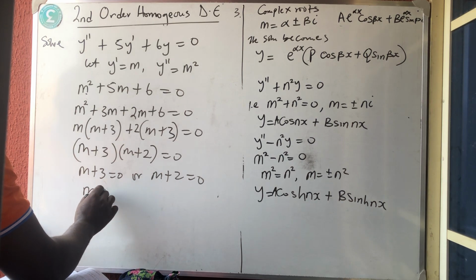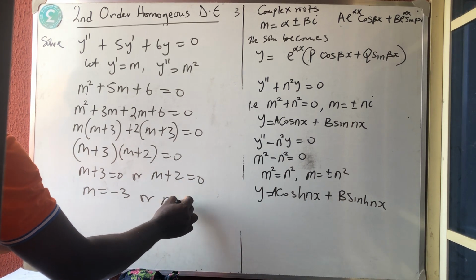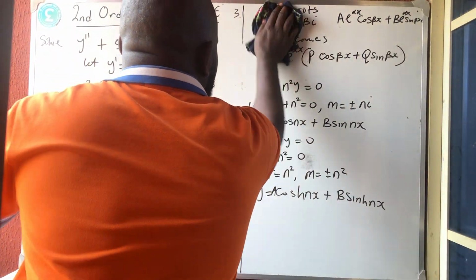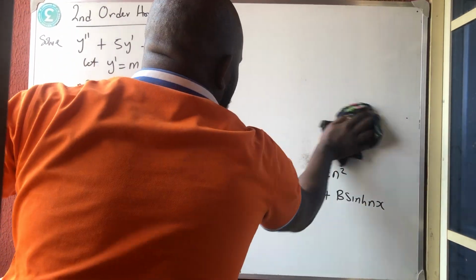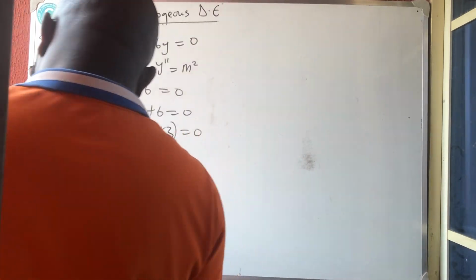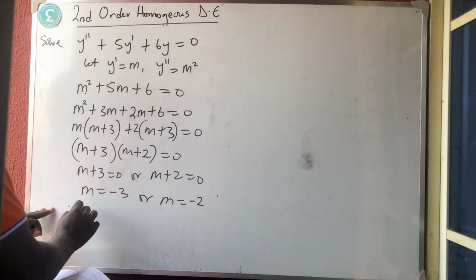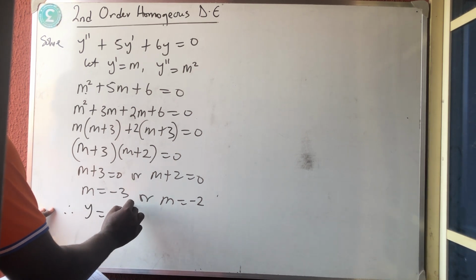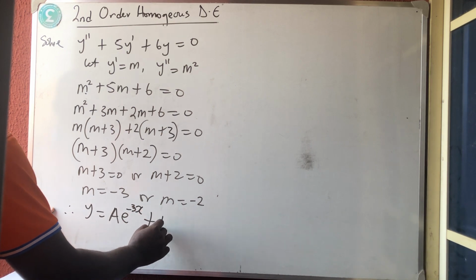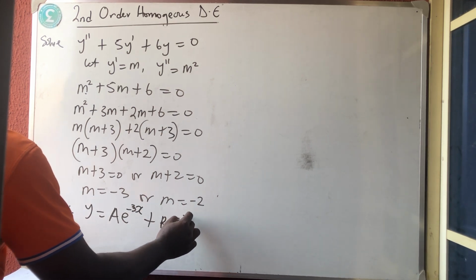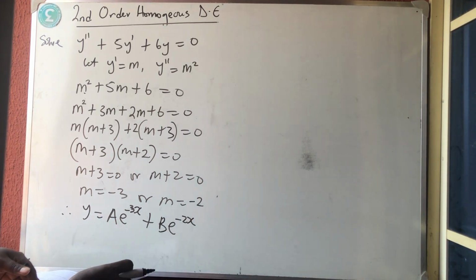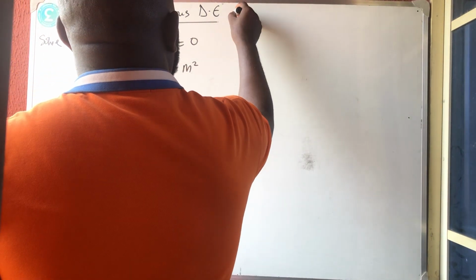So which means that my m is equal to minus 3 or my m is equal to minus 2. So if you look at this, these are real numbers and they are not the same. So what did I tell you about real and not the same? You will just say that your answer is y is equal to a e raised to minus 3x plus b e raised to minus 2x. As simple as that, you are done. You see, this is very, very simple. So the next one, number 2.